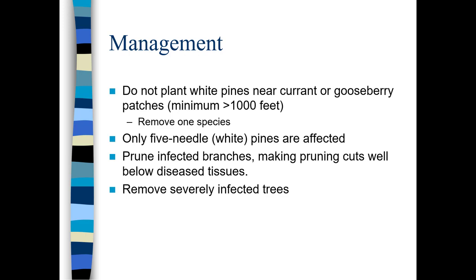So management includes not planting white pines near currant or gooseberry patches. There has to be a minimum of greater than 1,000 feet, and so you need to remove one species. And of course there's so few western white pines anymore, I would go with removing the ribes. Again, remember the five-needle white pines are the only ones affected. You can prune out infected branches, making pruning cuts well below diseased tissues. You need to remove severely infected trees.